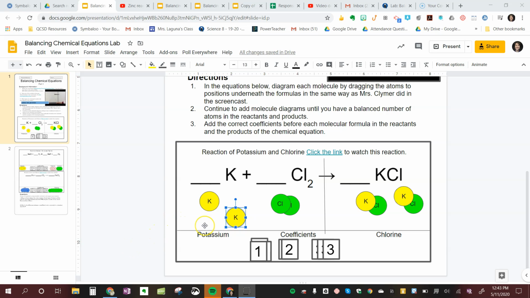Very good. Now we're going to add the coefficients. So what number should I put in front of the potassium here? You have to count the number down here to know what goes here. There's 2 potassium, so I would have to say 2. Okay. Now be careful on this one. How many chlorine molecules? Not atoms, but molecules. That one's tricky. I would say 1. You're correct. And finally, how many potassium chloride molecules? 2. 2 is right. Okay, everybody, check your answers and correct your papers before we go on.